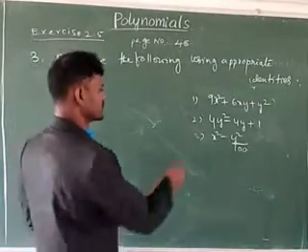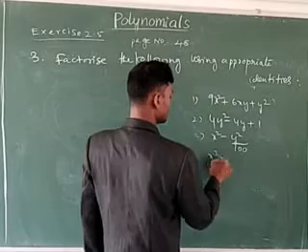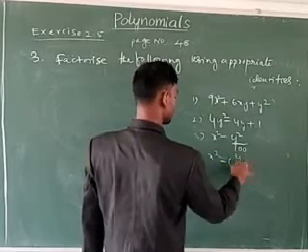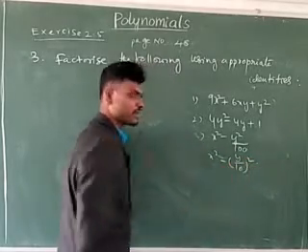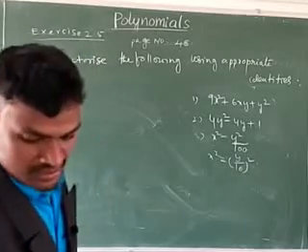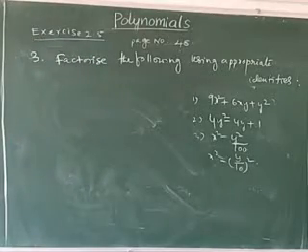Third one. This one is written as x square. Then this one is written as y by 10 whole square. Now a square minus b square formula, a plus b into a minus b. Try at home.